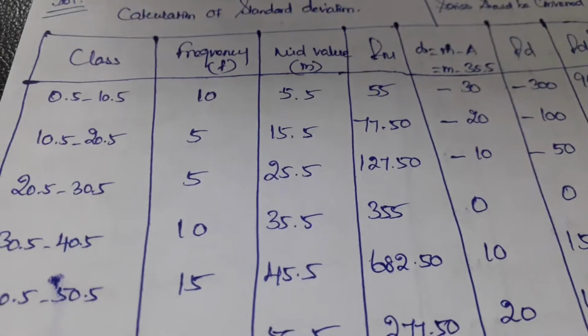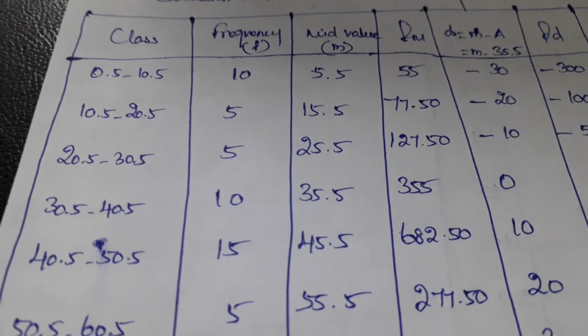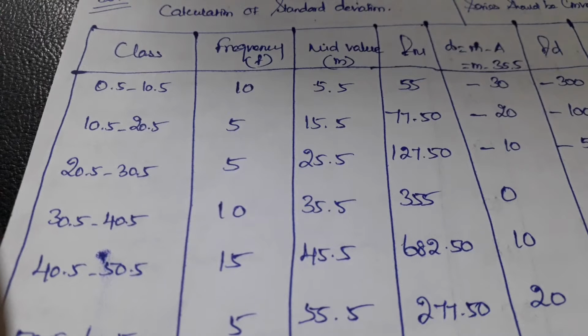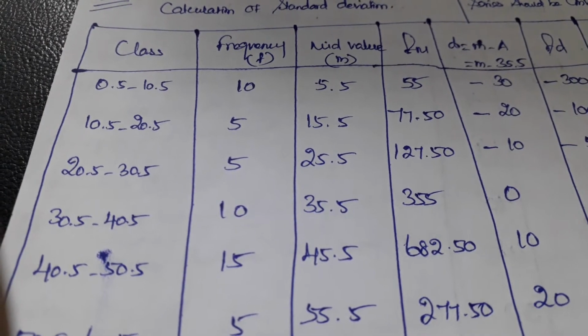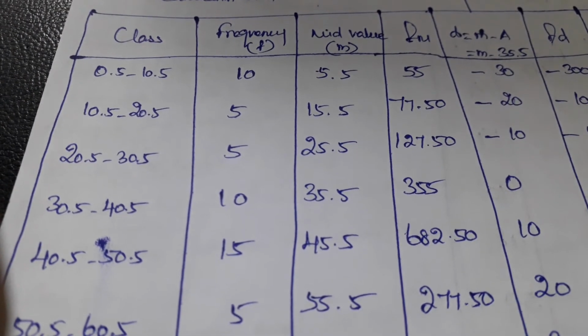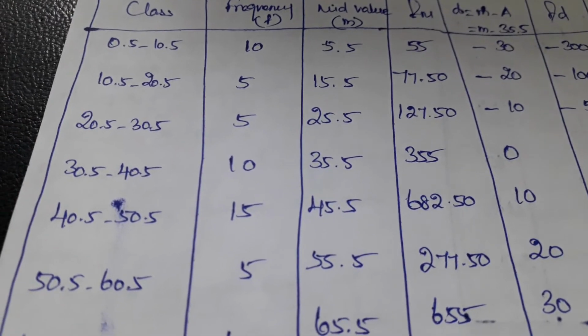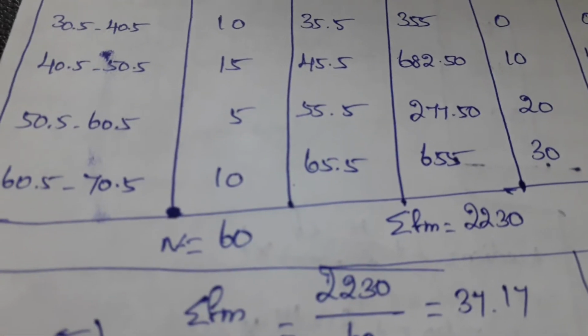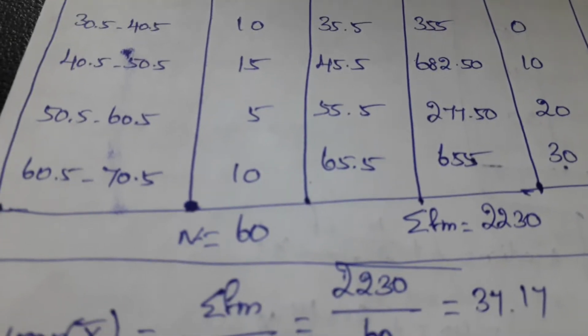The second column is the frequency column. It is just copied from the problem. So we need to total them as n equal to 60.